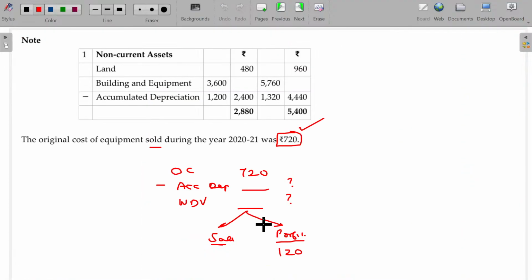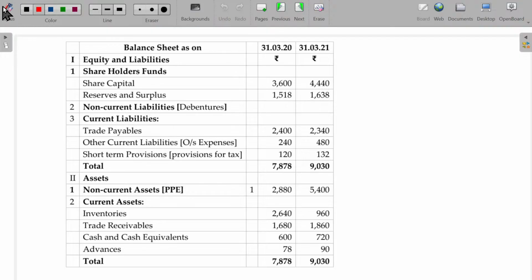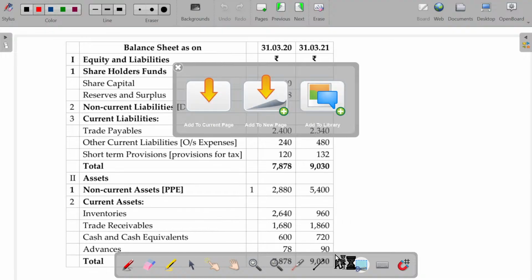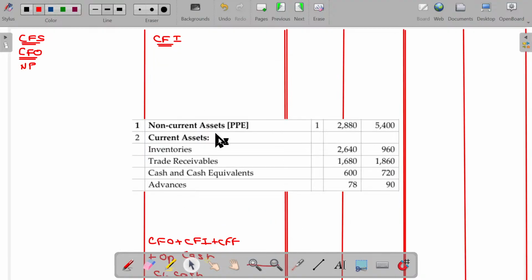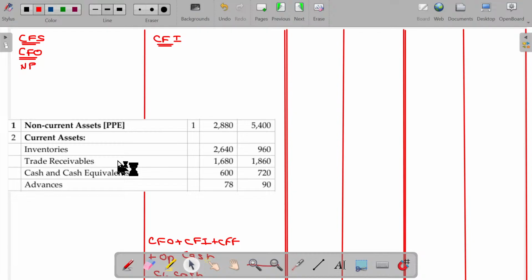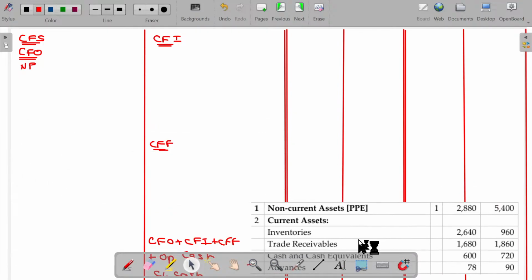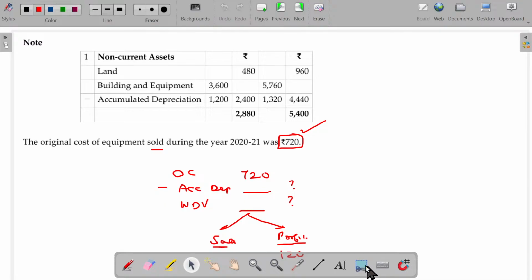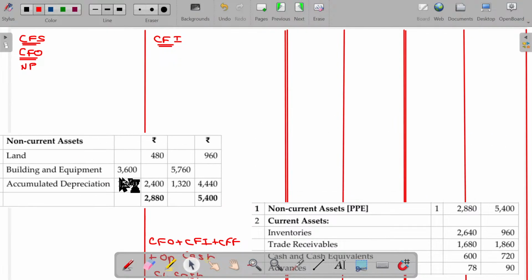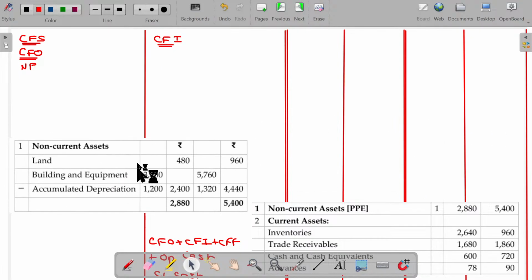Now I'll start with the balance sheet. Asset side items will be posted first. In the asset side, non-current assets are given in schedule number 1, so I'll pick that here. We'll start one after another. No information related to the land. 480 becomes 960 in a matter of one year.